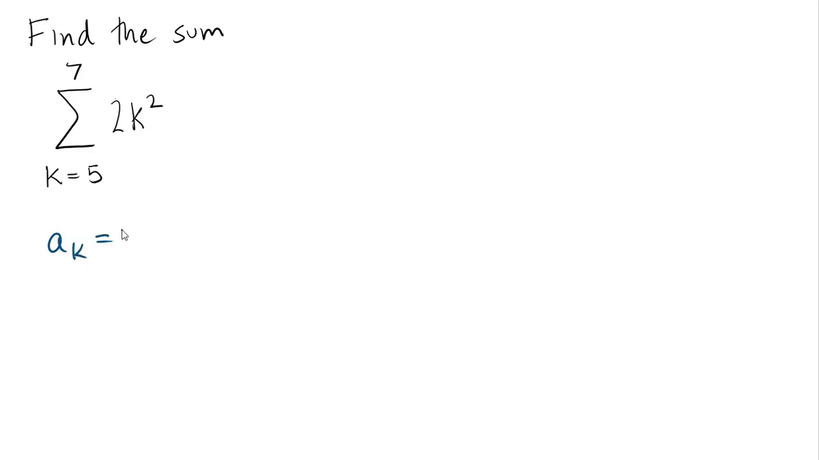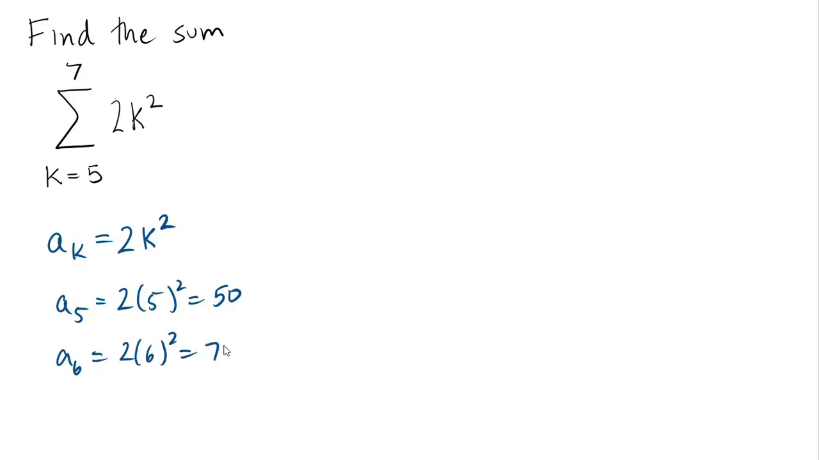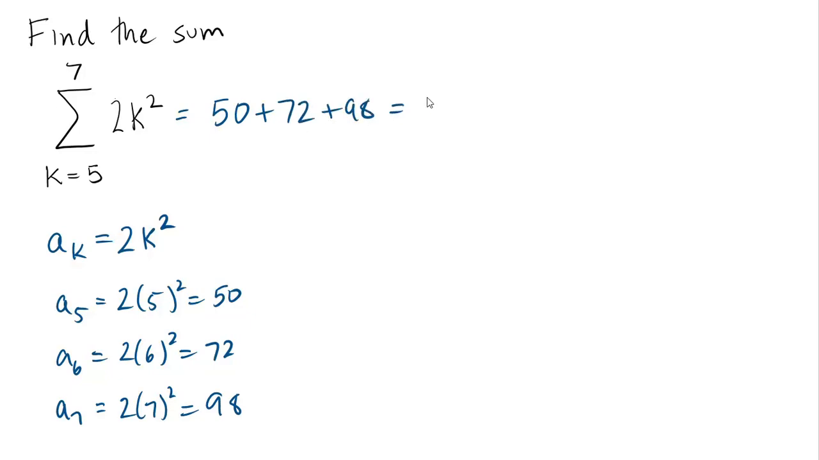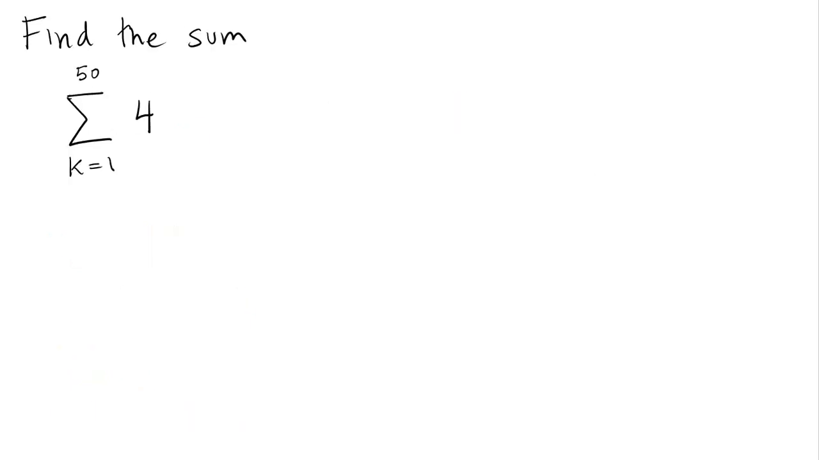Our formula is a sub k equals 2k squared. We're going to start with k equals 5. That's 2 times 5 squared, which is 50. Then we do 6, which is 2 times 6 squared, 72. And we stop with 7 because that's the number on the top. So 2 times 7 squared, which is 98. So we're finding the sum of these 3 terms, 50 plus 72 plus 98, which is 220.